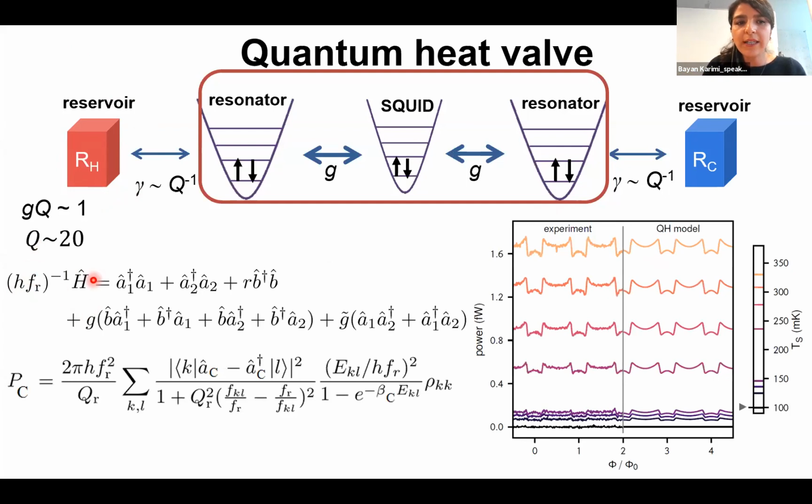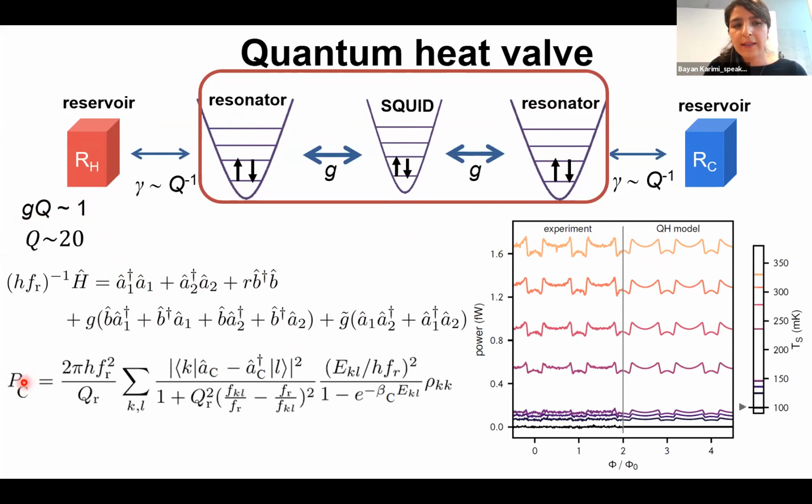So the Hamiltonian in this case is given by the energy of each resonator, and then the qubit, and then the coupling of the qubit to each. And the important thing is the coupling between both resonators together. And then here we have the coupling to the bath. You can see that the g_Q in this case is about 1.